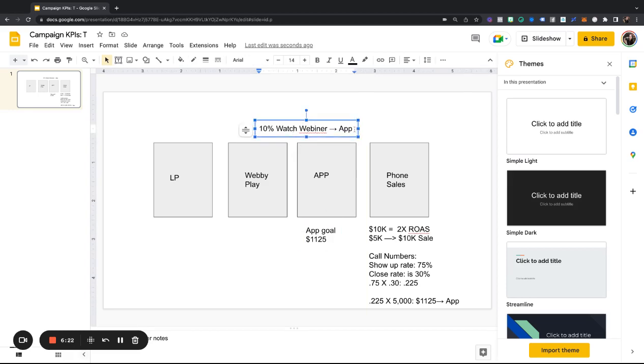So we're going to take 1125 times 0.10 equals $112.50. Let me double check that. Yep. Okay. So now this is people who are making it to the offer, not necessarily the people who have pushed play. Okay. Keep that in mind.